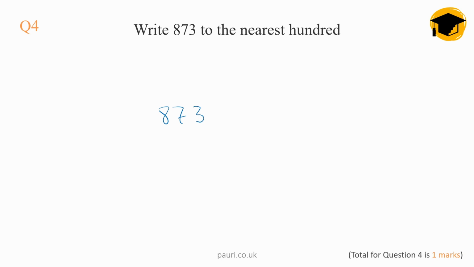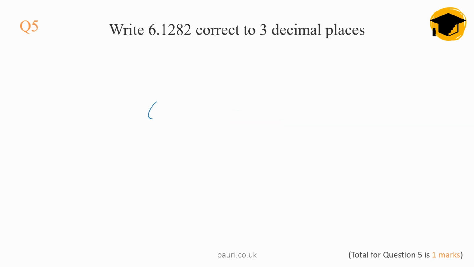873 to the nearest 100. 8 is in the hundreds column. Look at the next column. Is it 5 or above? Yes, it is. So I round up. So 8 turns into 9. So my answer is 900. As I was saying previously with sense checking, 873 is closer to 900 than it is to 800. So that makes sense. Next question, 6.1282.